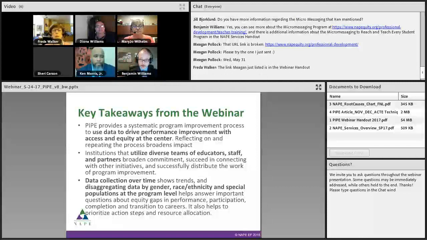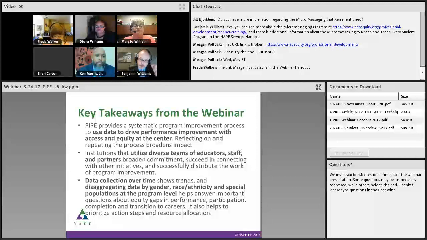So key takeaways that I think are important for us to think about as we depart today's conversation, but I hope continue the conversation in our respective states and institutions and districts and regions throughout the country, is that PIPE really provides a systematic program improvement process where we use data to drive performance improvement with access and equity at the center. And so what happens then is if we're mindful of and intentional about addressing those key gaps through the lens of gender, race and ethnicity, and special populations, and the intersection of those lenses in both the participation, persistence, and completion and access for students to these program pathways, that's a critical starting point.